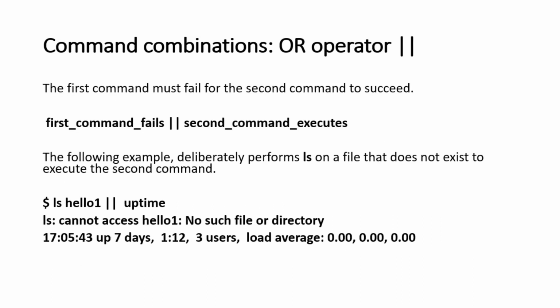The OR operator, whose symbol is two pipes, operates on the premise that the first command must fail for the second command to execute. Doing ls on hello1, which does not exist, makes it possible for the second command, uptime, to run successfully. Thank you, and let us go over to the demo.